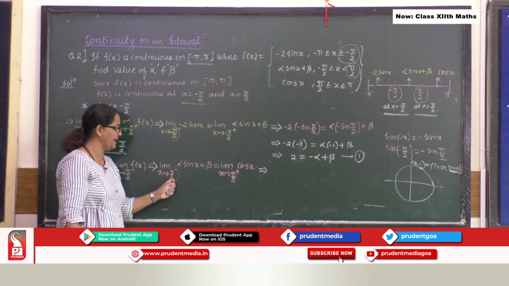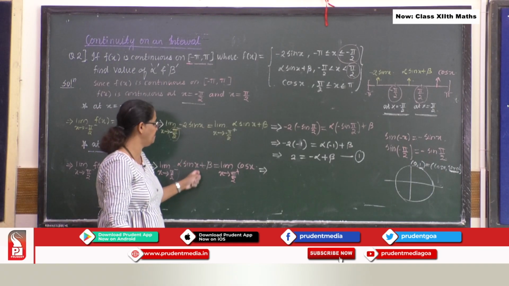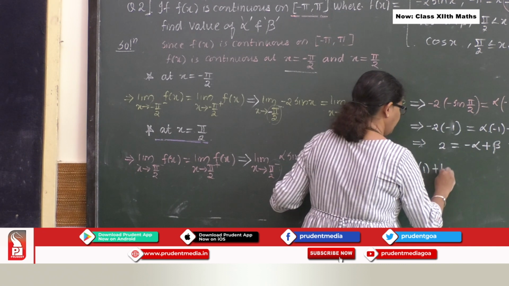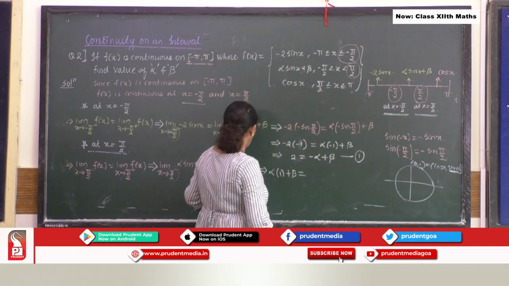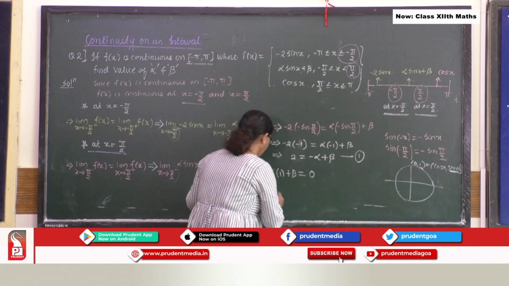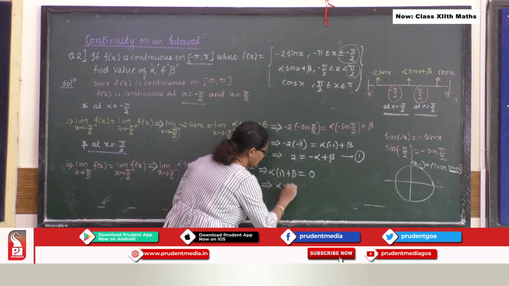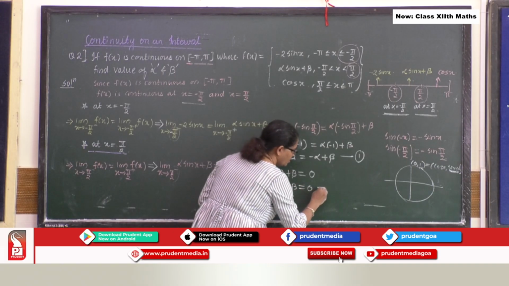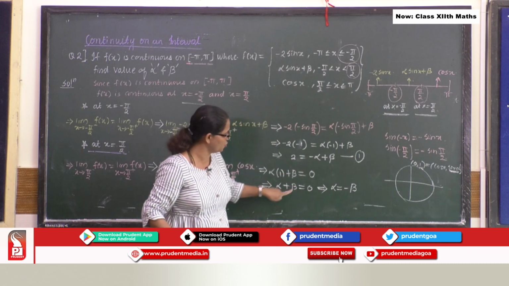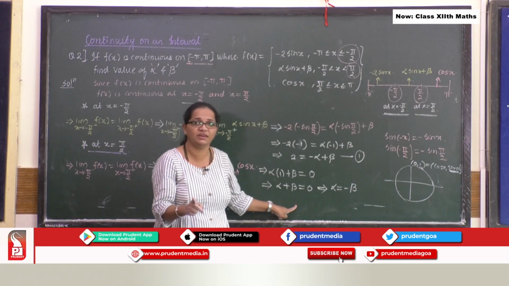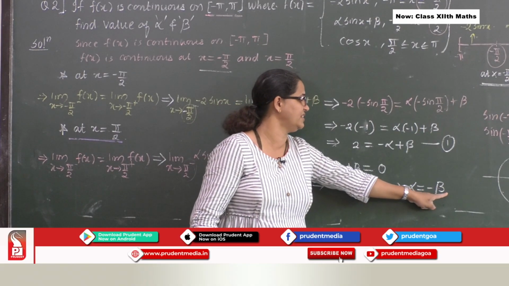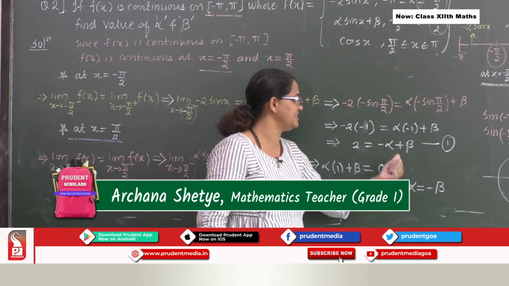So I substitute pi by 2 in place of x. Over here I get sine of pi by 2. What is sine of pi by 2? That's 1. So I get alpha times 1 plus beta, which is equal to cos of pi by 2, and that's 0. So I have another equation, alpha plus beta equals 0, which can be concluded as alpha equals minus beta. You can see I got these two equations. I can solve them simultaneously using the elimination method, or I can write alpha equal to minus beta and substitute it over here in place of alpha.